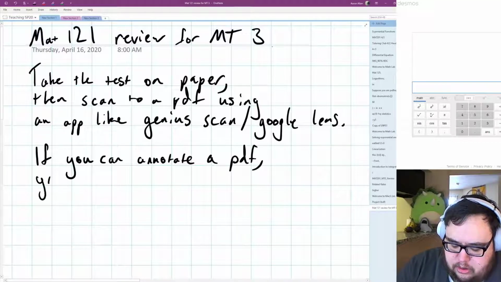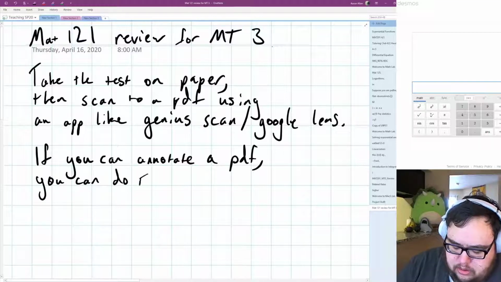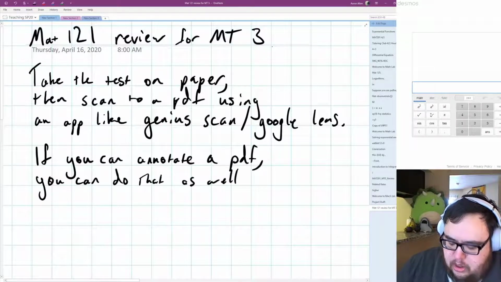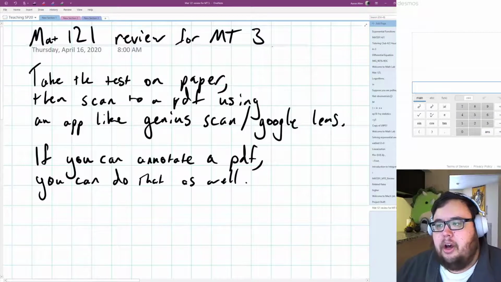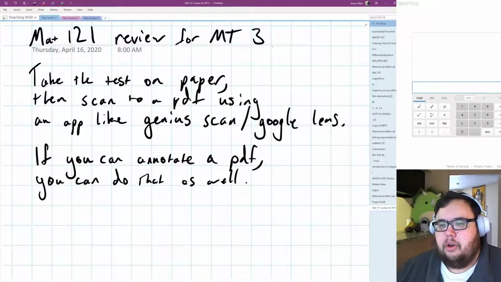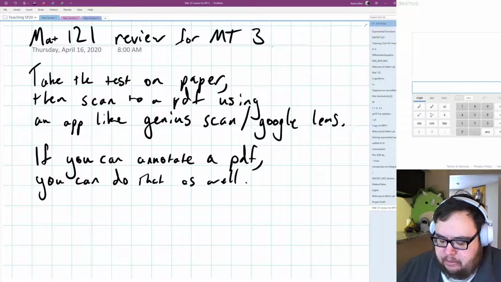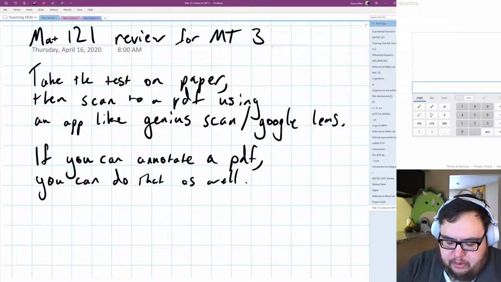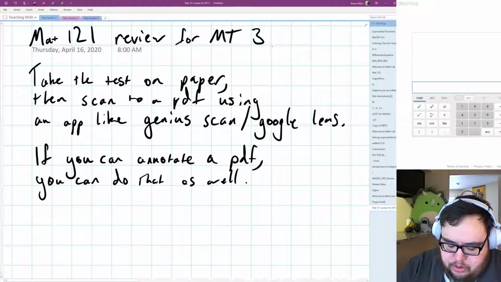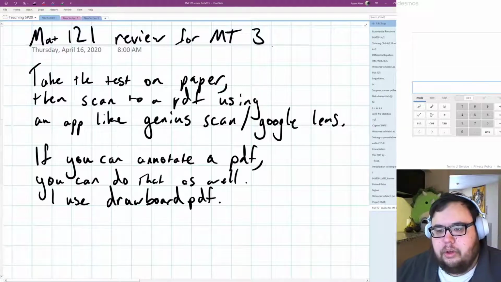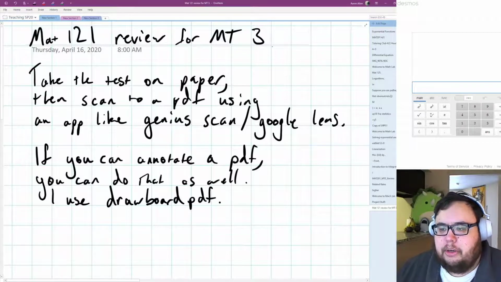If you can annotate a PDF, you can do that as well. For instance, if you have a tablet with a pen, you can open the PDF file on your tablet, write on that, then print that out to a PDF and turn that in as your exam. On my Windows Surface tablet, I use Drawboard PDF for annotating PDFs, and that works out pretty well, and it has in the past.